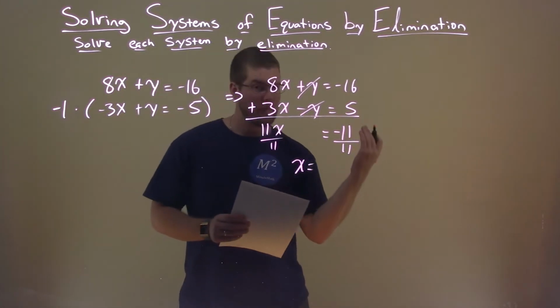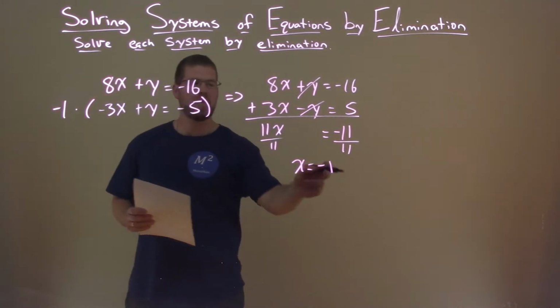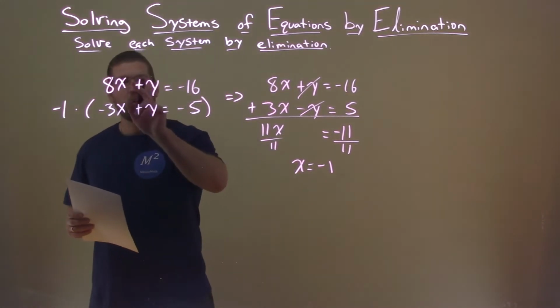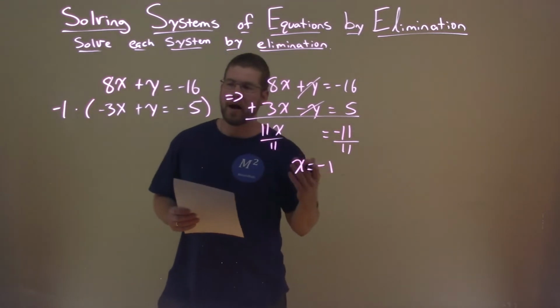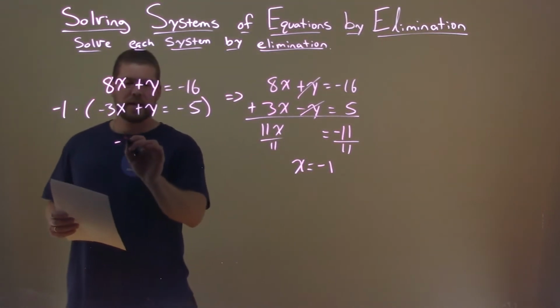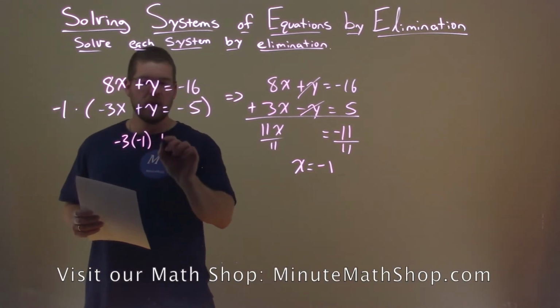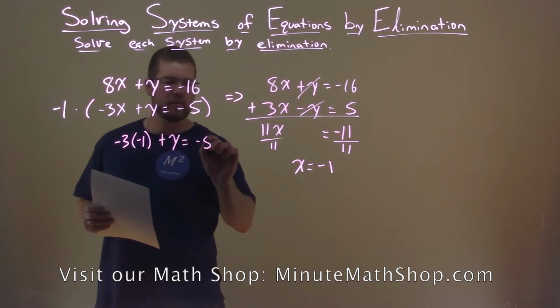Negative 11 divided by positive 11, negative 1. Halfway there, we need to take that value and plug it into one of our original equations to solve for y. Pick the easier one. I think it's the second equation. So we take negative 3x, and instead of x, we put in a negative 1, plus y equals negative 5.